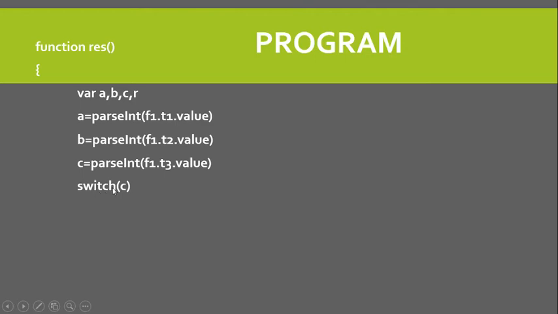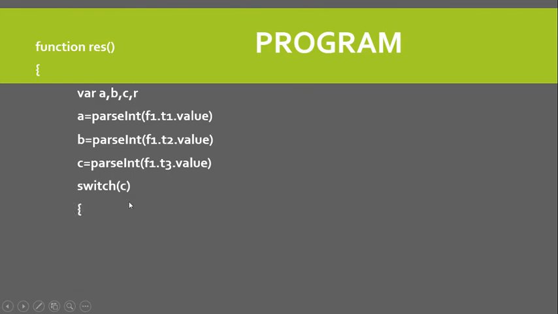Then switch case. So switch in bracket c. This is your a and b for calculation: a plus b, a minus b. For that we use the a and b values, and c means your choice. Suppose I want to do addition, so it runs the addition code. Suppose I want division, so it will go to the division block and execute the division part. Clear?